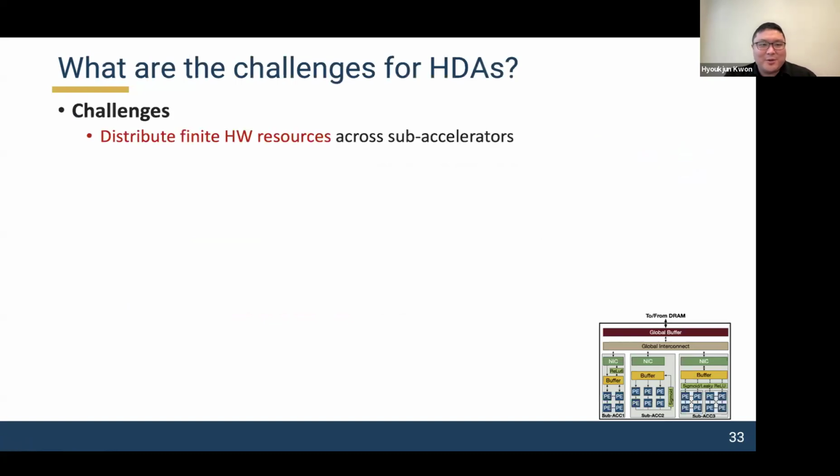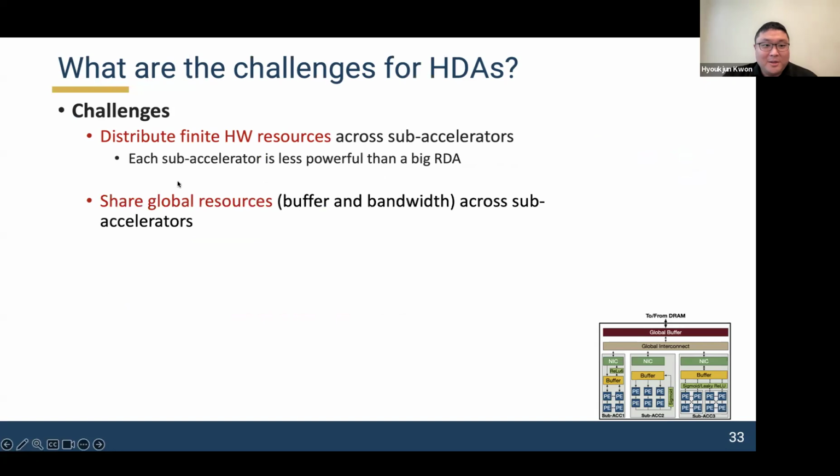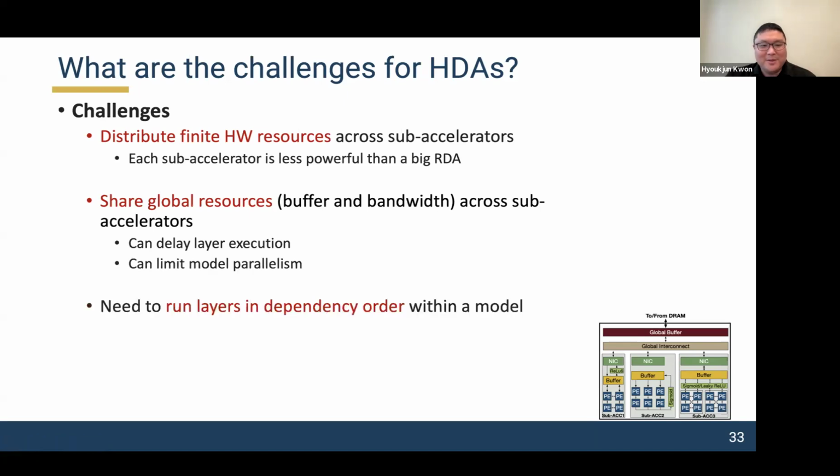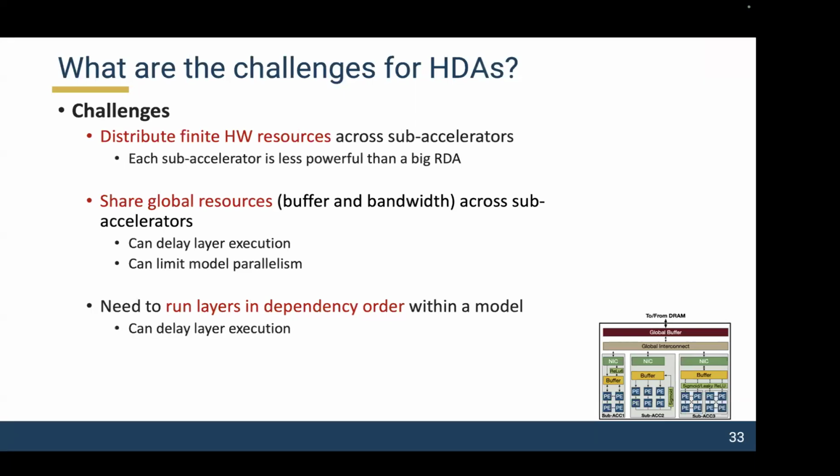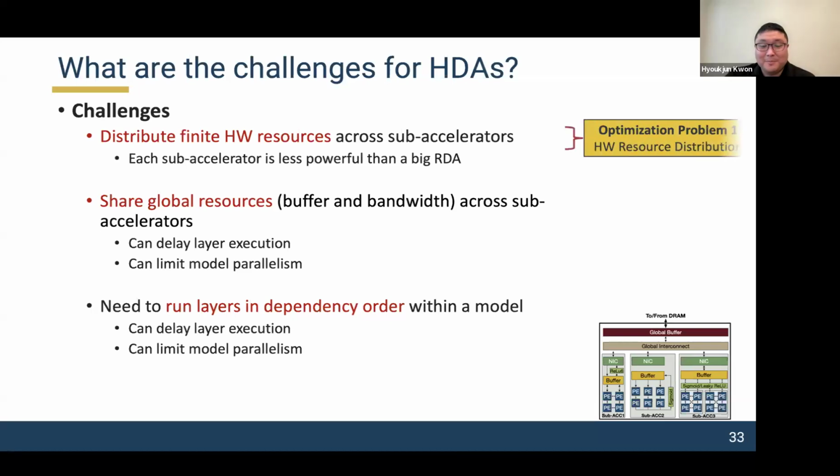But there are also challenges, as you can imagine. We need to split the finite hardware resources across sub-accelerators, and each sub-accelerator is less powerful than just one big reconfigurable data flow accelerator. And each sub-accelerator instance needs to share global resources, such as the global buffer and the on/off-chip bandwidth. This can delay layer execution, and this could limit the model parallelism. And even if we have this many accelerator instances, we need to run layers in dependency order. For example, if you have a single model workload, you cannot exploit layer parallelism because of this dependency. So this also can delay the layer execution and limit the model parallelism.